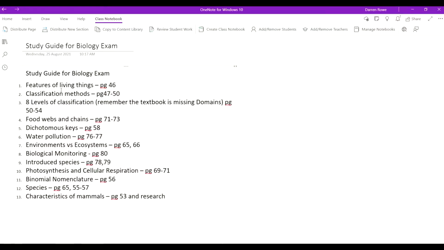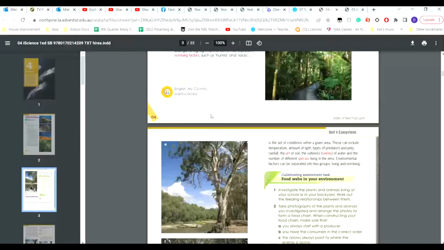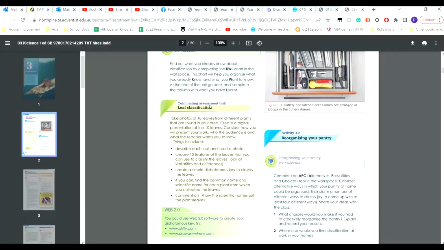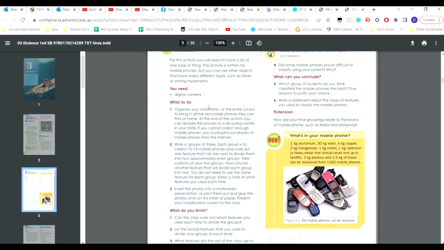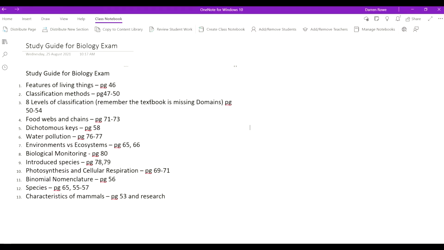If we start with features of living things, page 46. Now this is page 64, so it's on here. All right, 46, features of living things. You need to know what living things have. Living or non-living, and this is the list right here. I'm not going to read it all, but you can see here it talks about is it made up of one or more cells? Is it able to move? And the answer has to be yes to every one of these. If the answer to each criterion is yes, the object is living. So that's what that's talking about right there.